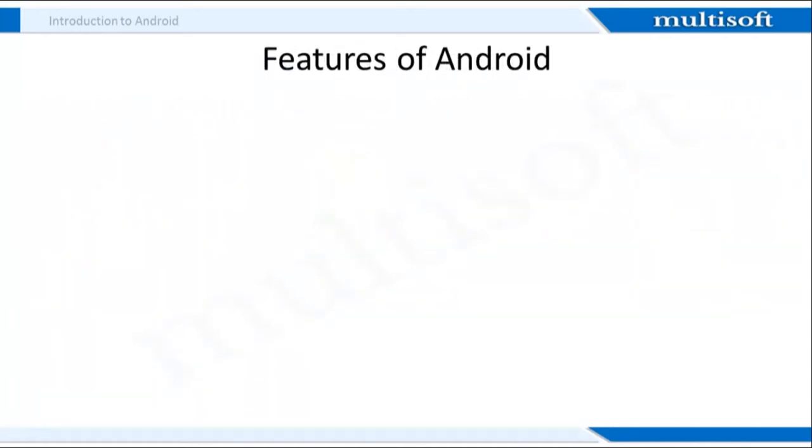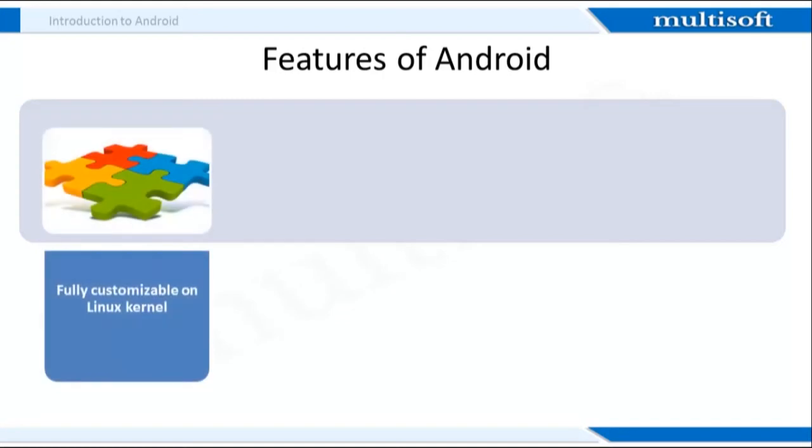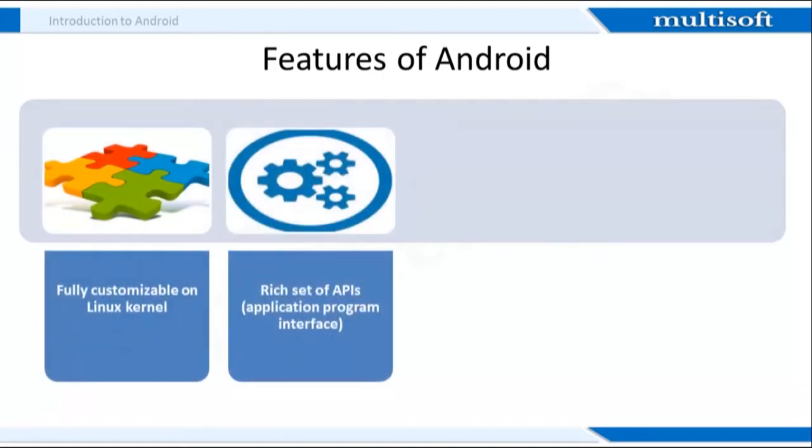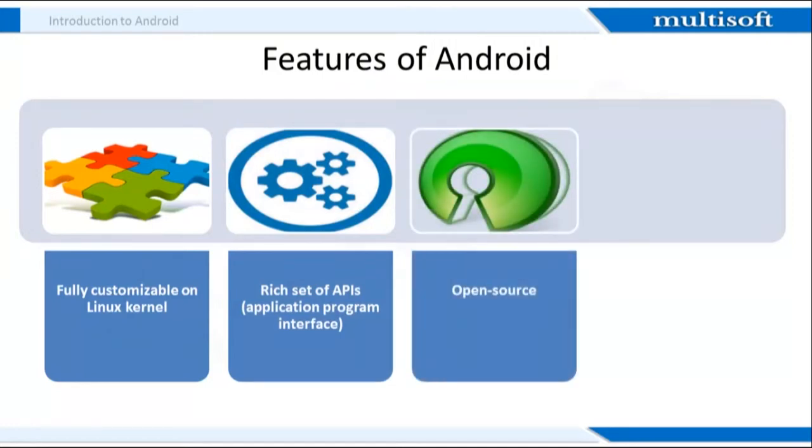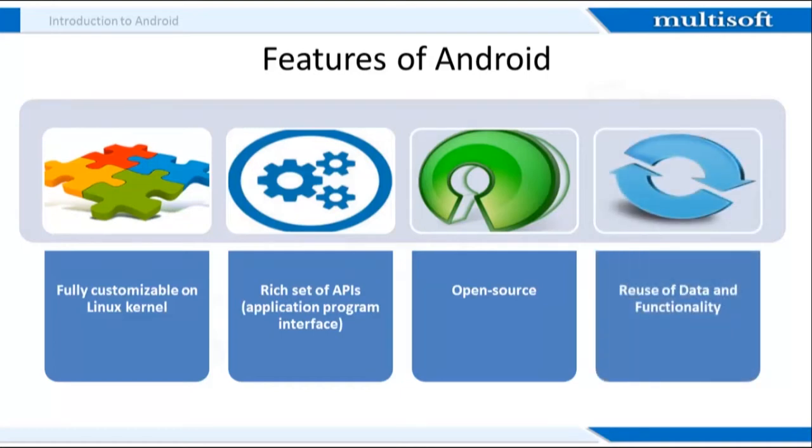Let us now get to know the features of Android. The first one is that it is fully customizable on Linux kernel. Secondly, it has a rich set of APIs, that is, Application Program Interface. Another great part is that Android is open source. Google released the Android code as an open source under the Apache license. In addition, it allows the reuse of data if needed, and you can reuse the functionality of your code too.